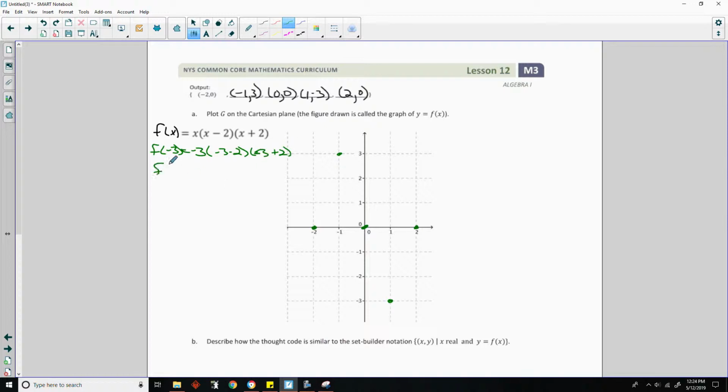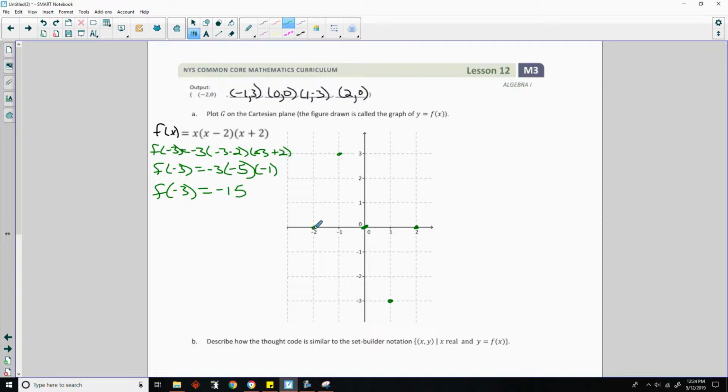So that would tell us that f of negative 3 is equal to negative 3, do the parentheses first, negative 3 minus 2 is negative 5, and negative 3 plus 2 is negative 1. So f of negative 3 is negative times negative, which is positive, times a negative is negative, 3 times 5 times 1 is negative 15. So this is way down here.